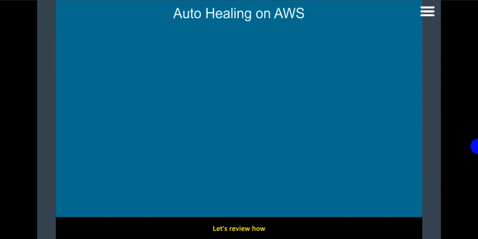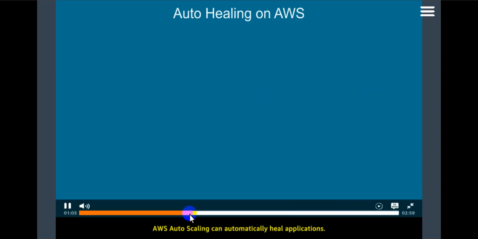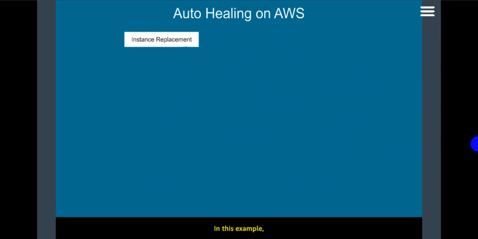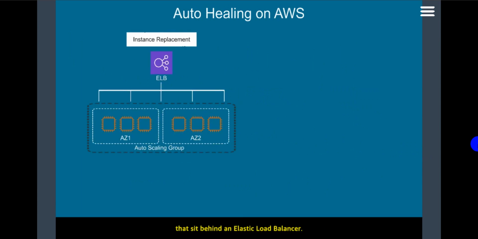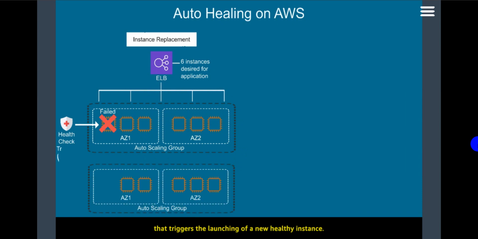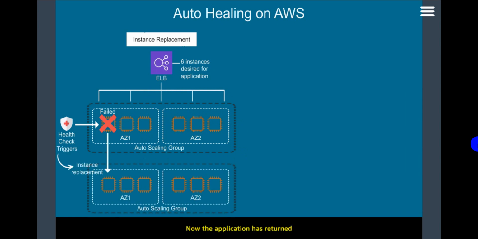Let's review how AWS auto-scaling can automatically heal applications. In this example, an application is powered by EC2 instances that sit behind an elastic load balancer. The auto-scaling group is configured to have an optimal capacity of 6 instances, spread across 2 availability zones. If an instance in availability zone number 1 is failing, an ELB health check will determine instance health, and that triggers the launching of a new, healthy instance. Now, the application has returned to its optimal state.